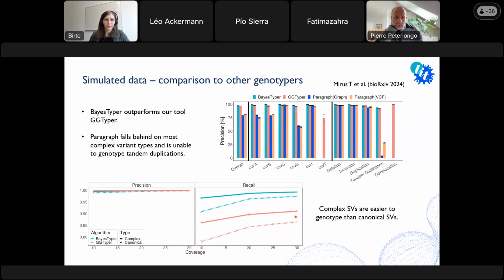What I thought is interesting to see here is also that the complex variants, the solid line, are easier to genotype than the canonical variants. And I think it's because they have more breakpoints, more novel junctions. So there's more evidence for these variants. And this is why our confidence in genotyping is better and precision is better. It's a bit counterintuitive at first, but it makes perfect sense if you think about it a bit more.